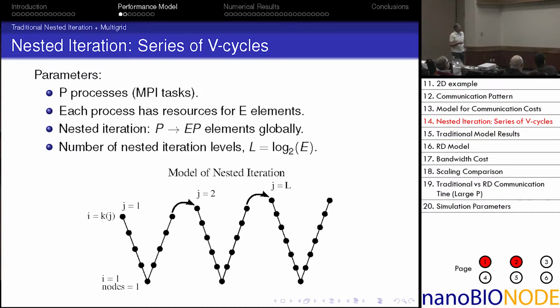So here's an important one we want to talk about. Each process or processor or cluster has resources for E elements. That's just, if each processor has enough for your problem to do 10,000 elements on his processor. That's E. The total number of elements that I could define on the whole thing is then P times E. Each processor has this much strength. That's his strength. And so the number of nested iteration levels is something to do with the log of E. If I started on a coarse grid that's about the size, the number of elements is equal to the number of processes, then the number of nested iteration levels will be about this.